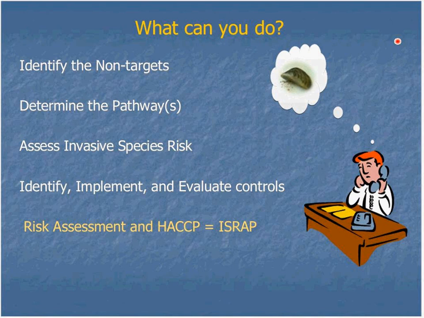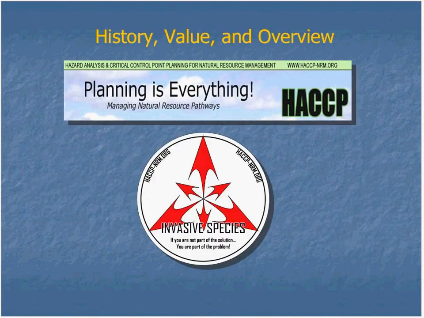So this assessment, together with HACCP, and HACCP again is hazard analysis and critical control point planning. Identify, implement, and evaluate controls out there, and then risk assessment is there, and together they do this, and ISRAP is invasive species risk assessment and planning. Just to give a brief overview, history, and the value of HACCP and ISRAP, just a little bit of a foundation.